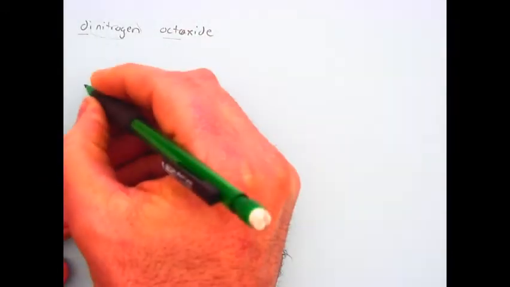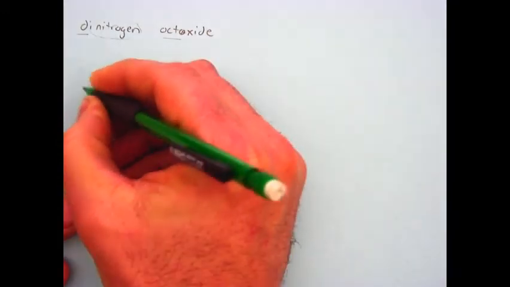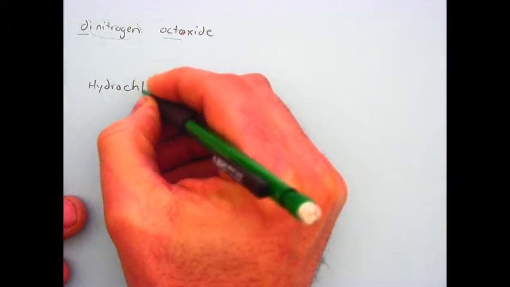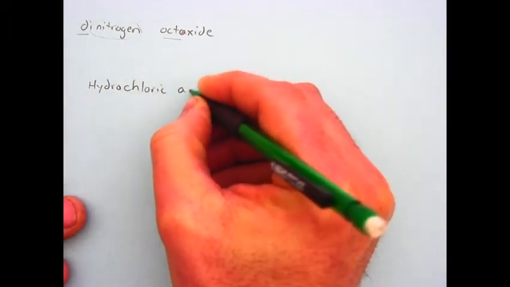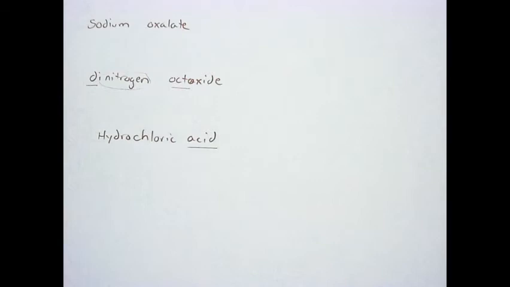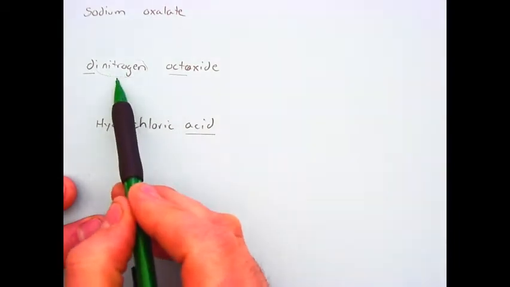The third type is going to be an acid. For example, hydrochloric acid. You can tell this is an acid because it says the word acid. Now, once you've established what type of compound it is, there are three ways of going about writing the formulas. The first one I'm going to talk about is how to write a chemical formula for a molecular compound, such as this one in the middle.